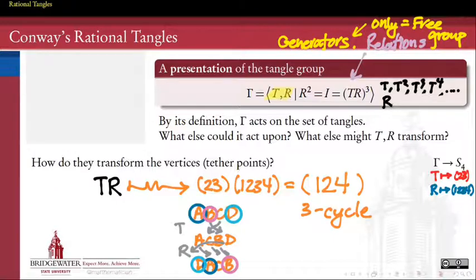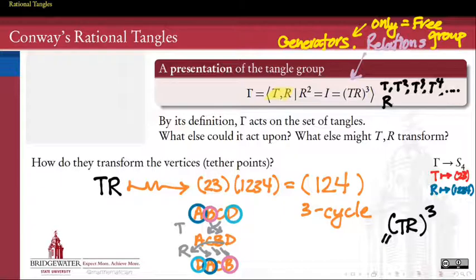And what is the order of a 3 cycle? How many times do we have to apply the same 3 cycle before we get back to the identity? Yeah, 3 times. 1 is going to go to 2, which is going to go to 4. 1 goes to 2, 2 to 4, 4 back to 1, and then we're home. Same thing with 2, same thing with 4. So just a single n cycle by itself in the permutation group has order n. And so TR to the third power is going to give me the identity.